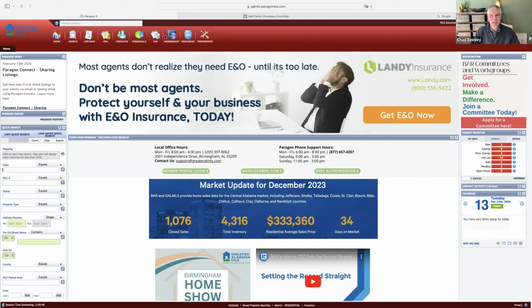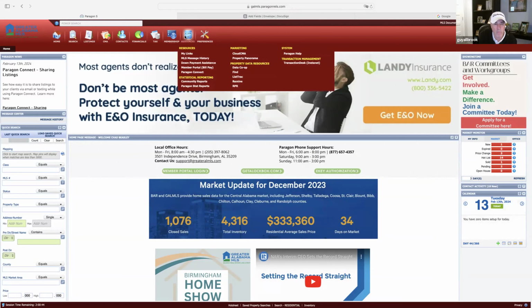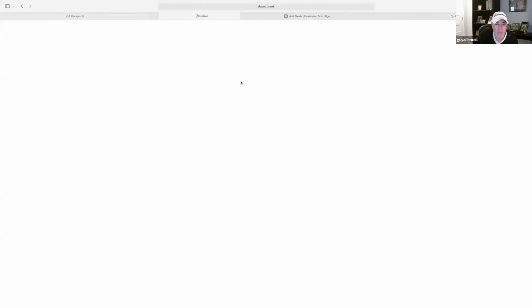So up here at the top, can you see my cursor? Click on Resources. And then go over here, and it's right here under Property Data resources. And Remine is under there. And it's right there.